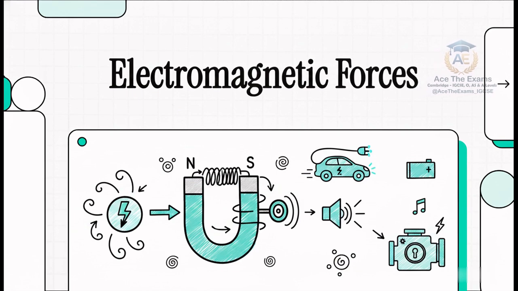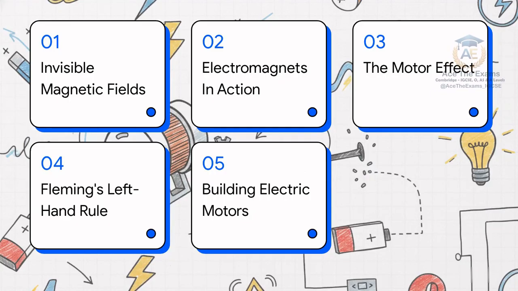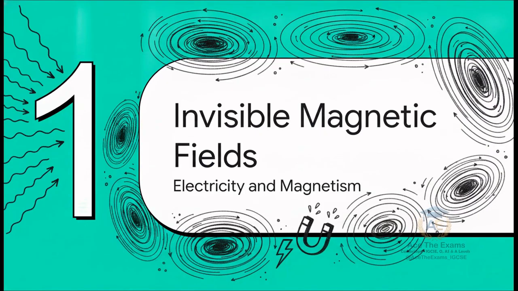Let's dive into this. We are going to build our understanding today like a highly strategic mechanical puzzle. We'll start by digging into invisible magnetic fields, then see electromagnets in action, explore the motor effect, learn how to flawlessly apply Fleming's left-hand rule on paper, and finally, build an electric motor. Every single one of these 5 steps represents a common pitfall in past papers, and we are going to conquer all of them. All right, let's start with section 1, invisible magnetic fields.